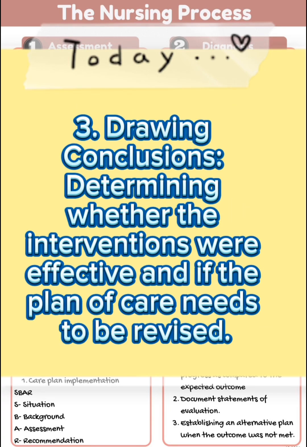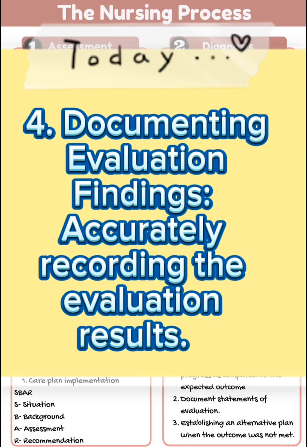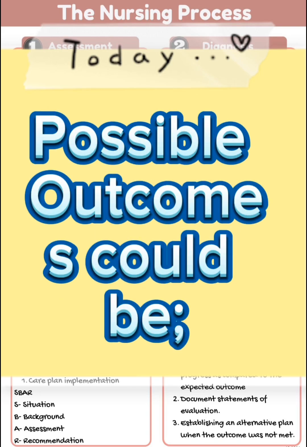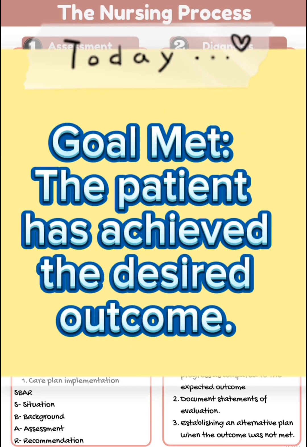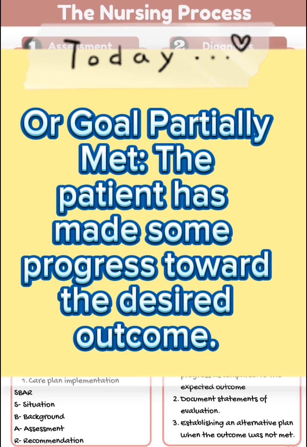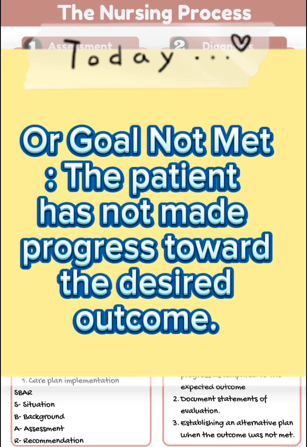3. Drawing conclusions. Determining whether the interventions were effective and if the plan of care needs to be revised. 4. Documenting evaluation findings. Accurately recording the evaluation results. Possible outcomes could be: goal met, the patient has achieved the desired outcome. Or goal partially met, the patient has made some progress toward the desired outcome. Or goal not met, the patient has not made progress toward the desired outcome.